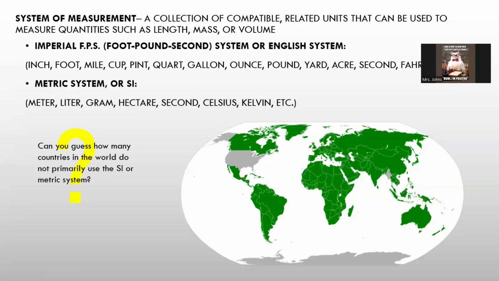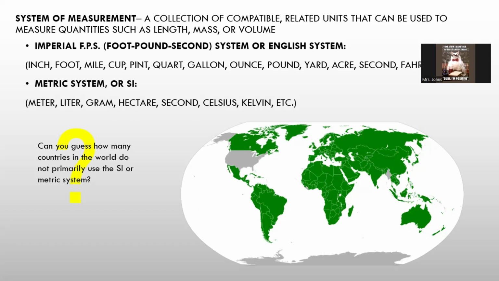A system of measurement is a collection of compatible related units that can be used to measure quantities such as length, mass, or volume. Now, the imperial foot-pound-second system, I'm sure you're very familiar with inches and feet and quarts and pounds and all those things listed there. But we're going to be talking about the metric system, or the SI, and that includes the meters, liters, grams, hectares, seconds, Celsius, Kelvin, and several others. But we're primarily going to focus on the first three: meters, liters, and grams.